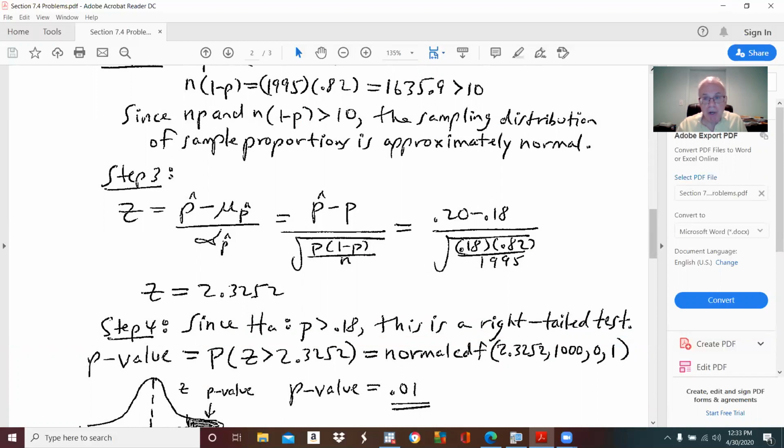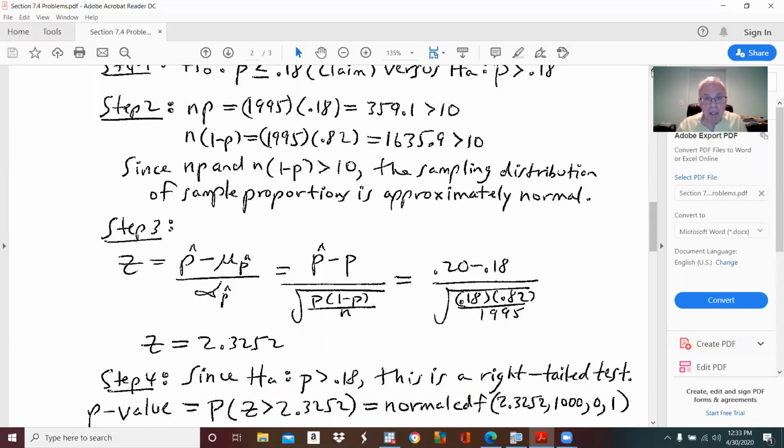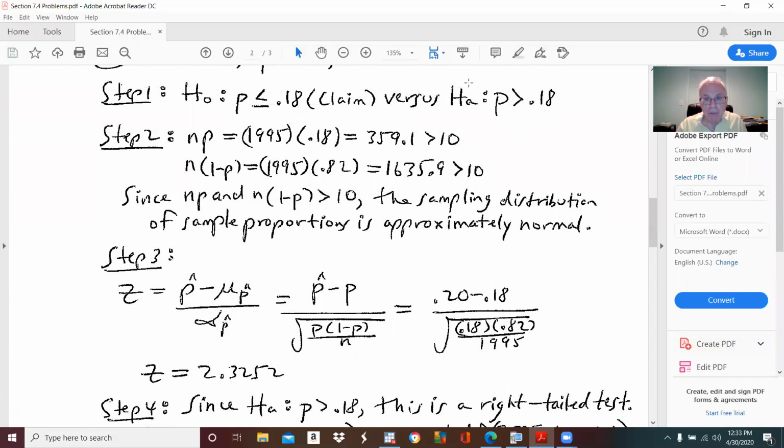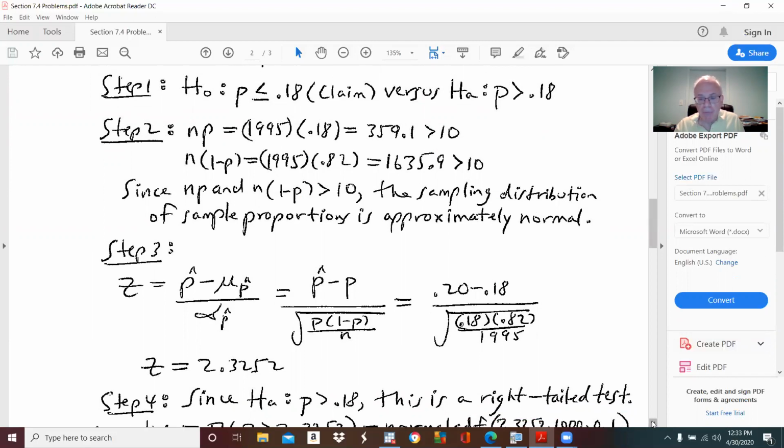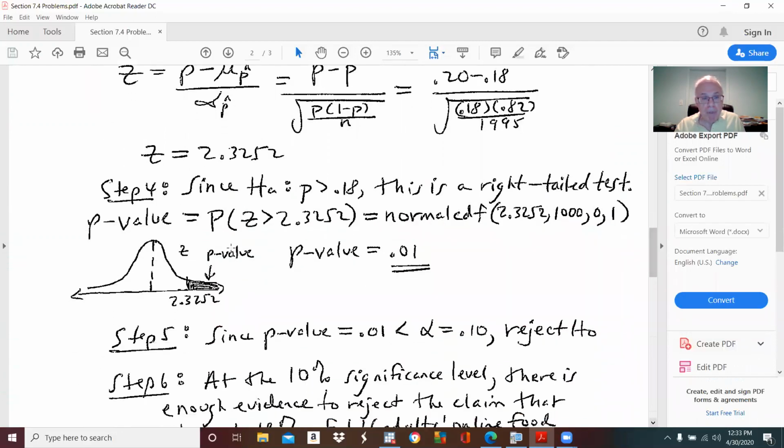Now, since the alternative hypothesis is greater than, remember the alternative hypothesis determines the test, it's a right-tail test. And our p-value is the probability that z is greater than the test statistic. It's the right-tail area to the right of the test statistic. If we use normal CDF and use the lower limit as the test statistic because it's greater than, and the upper limit is 1,000, you get our p-value is 0.01.